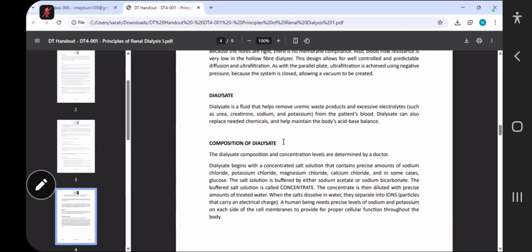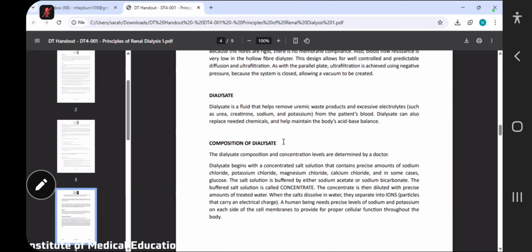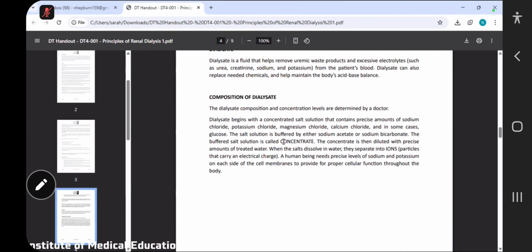Nice. So that could be a question, right? If you answer that short, you still get your marks, right? If you just put that dialysate is the fluid used in dialysis, you'll get your marks for that? No. You have to say what it does also, right?